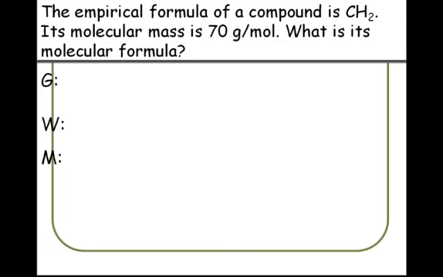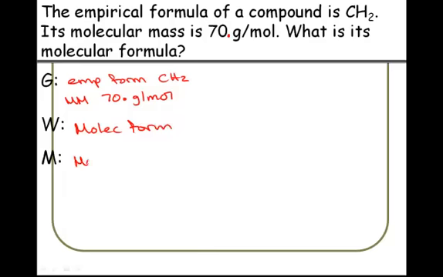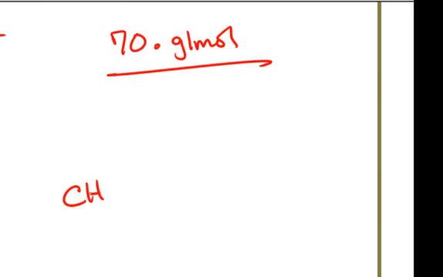The empirical formula of a compound is CH2. Its molecular mass is 70, let's make this 70 grams per mole. What is the molecular formula? Well, we're given that the empirical formula is CH2, and we know that the molar mass is 70 grams per mole. We want our molecular formula. So to do this, we take our molar mass and divide it by our empirical mass. Our molar mass is 70 grams per mole. Our empirical formula is CH2.